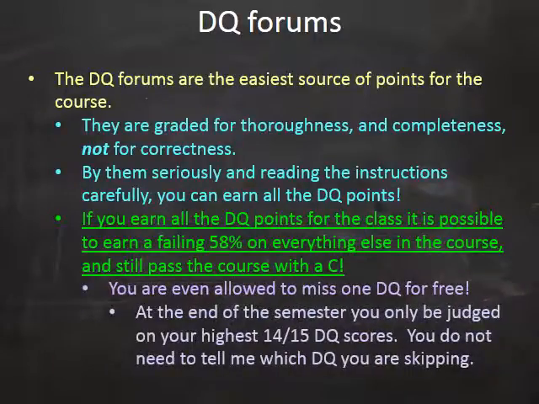At the end of the semester, you will be judged only on your highest 14 out of 15 DQ scores. You do not need to tell me which DQ you are skipping. Also, you should try to read the entire post for 10 or 20 other students for each module you do when you are doing the DQs.